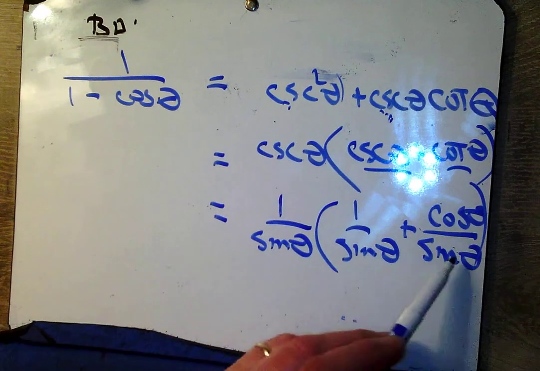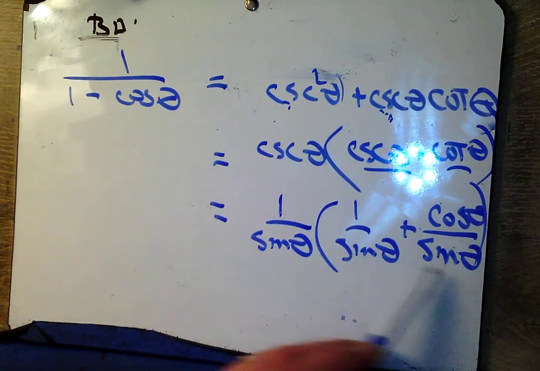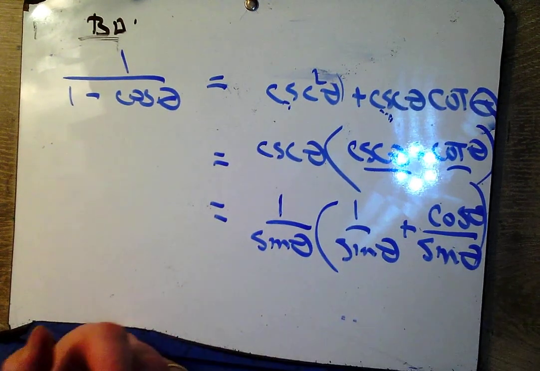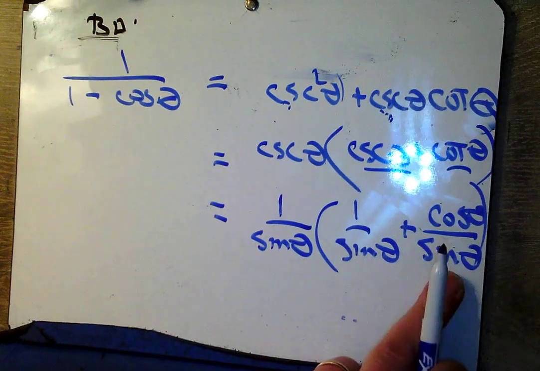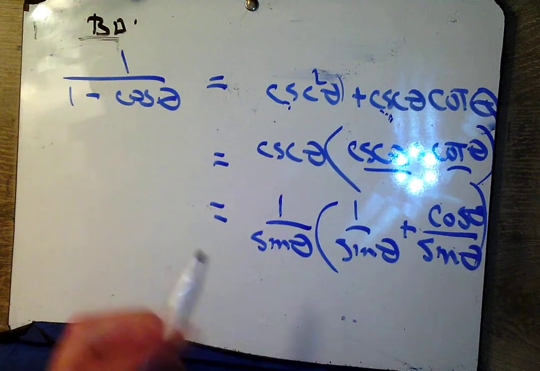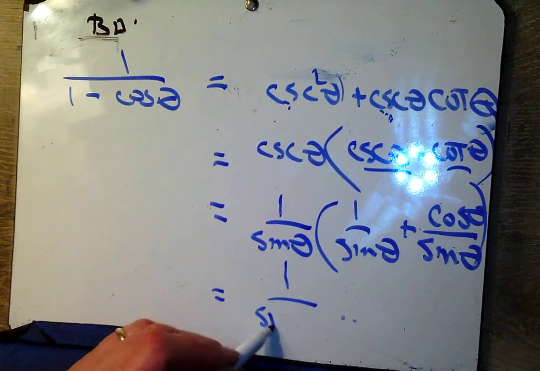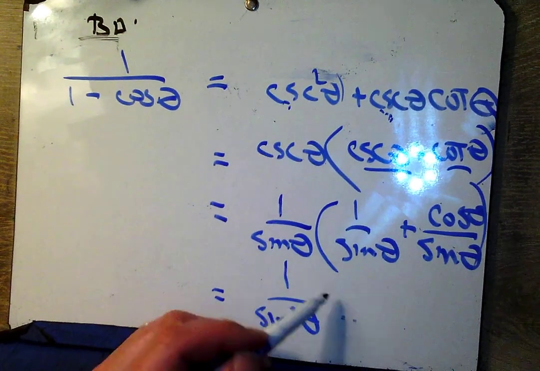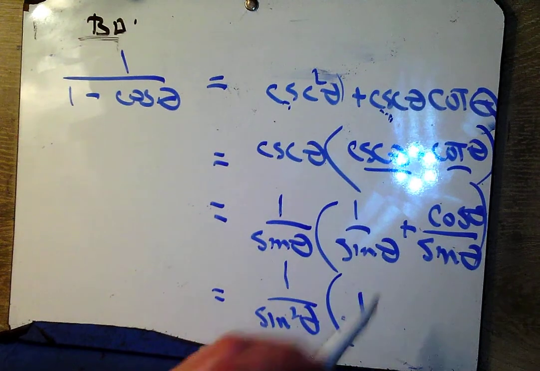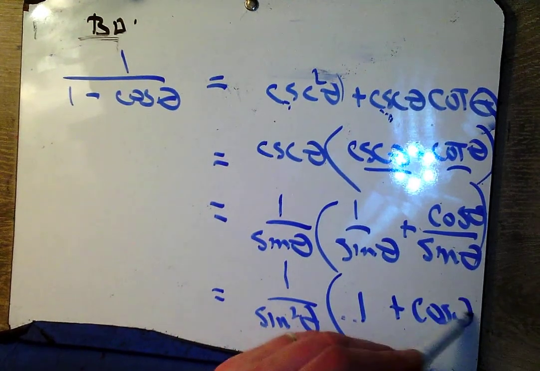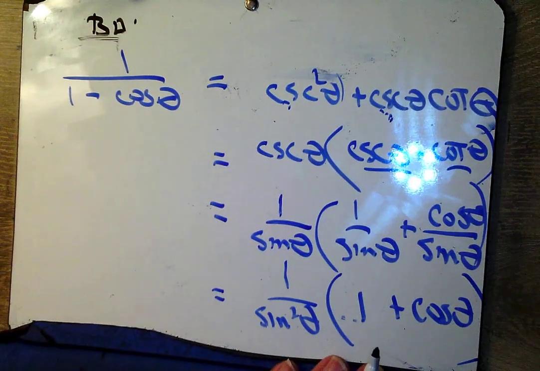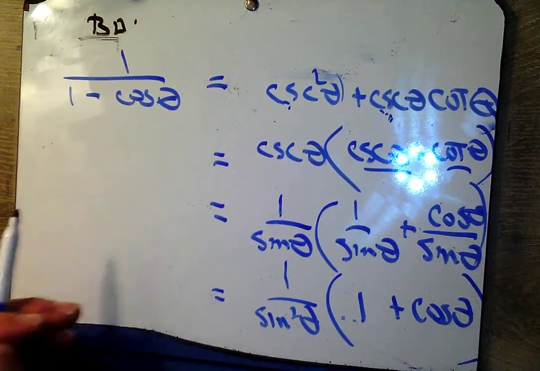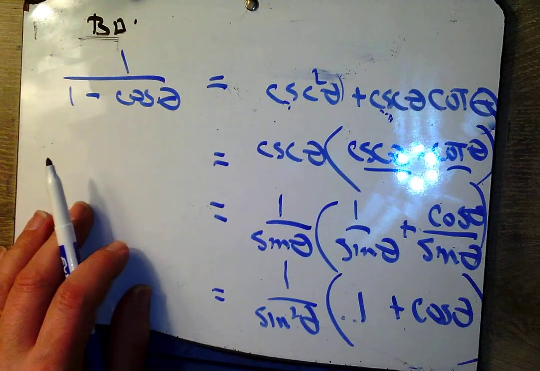Okay, well, since these both have a sine in the denominator, can I pull that sine out? I can factor a sine out of each of these terms, and that'll multiply this and become sine squared, 1 over sine squared. Here, I'm going to have 1 plus cosine. Okay, now, from this point, there's 2 different ways you can go, maybe 3 different ways you can go.